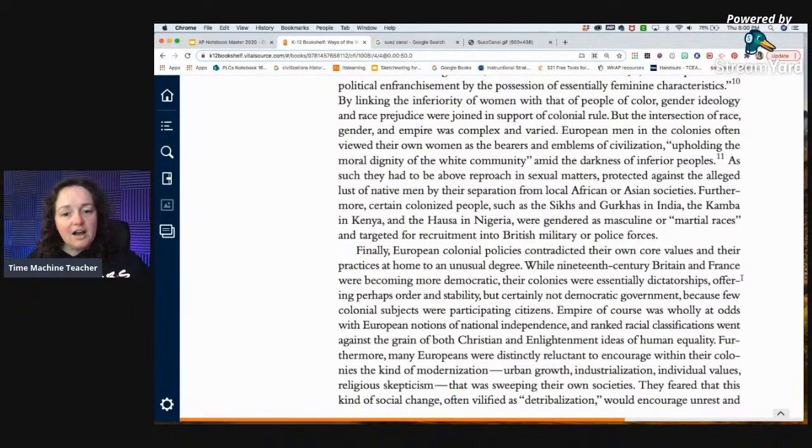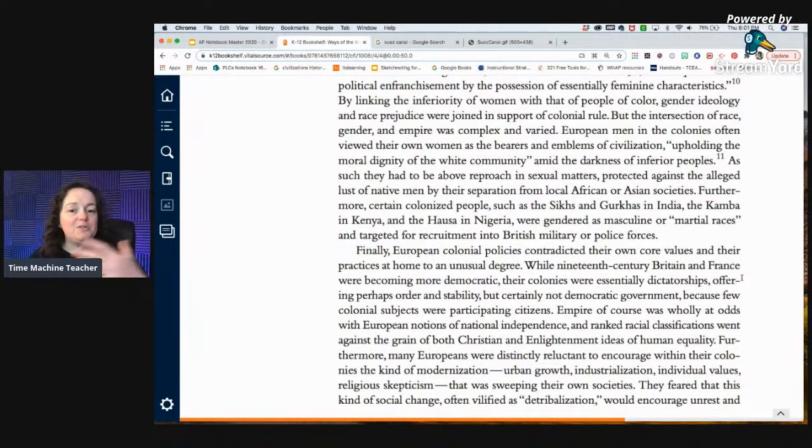Furthermore, certain colonized peoples, such as the Sikhs and the Gurkhas in India, the Kamba in Kenya, and the Hausa in Nigeria, were gendered as masculine or martial races and targeted for recruitment into British military or police forces.